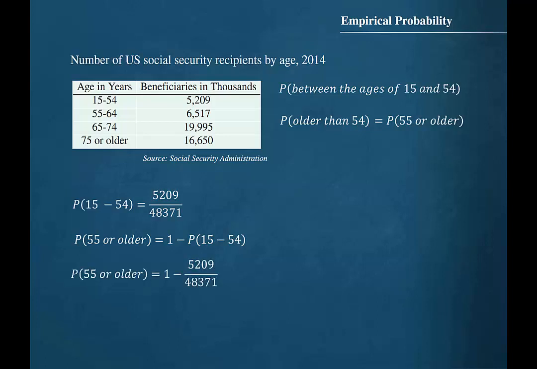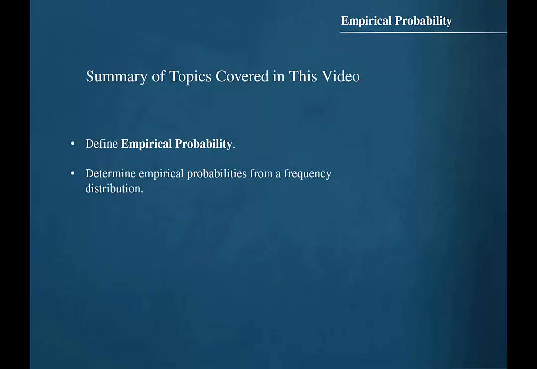So to find this probability, we would evaluate the expression 1 minus 5,209 divided by 48,371. This result would be 43,162 divided by 48,371. In this video, we defined the empirical probability and learned how to determine empirical probabilities from a frequency distribution.